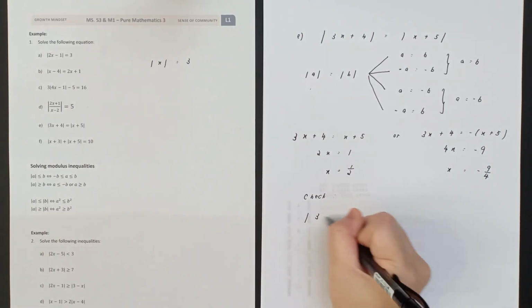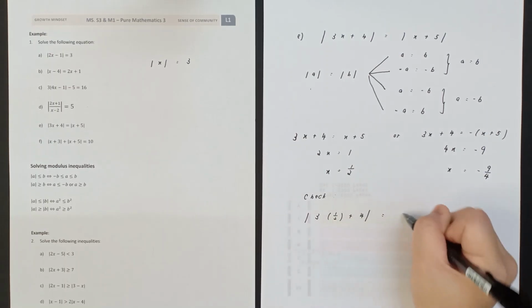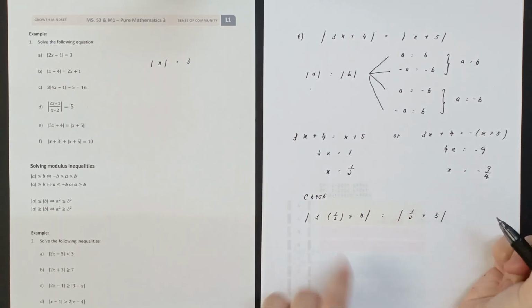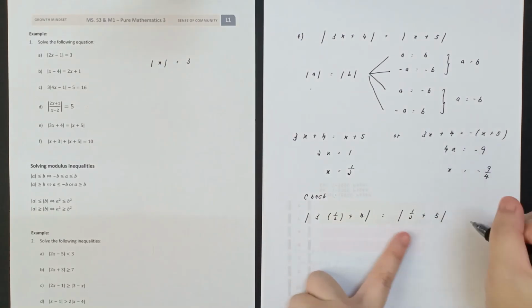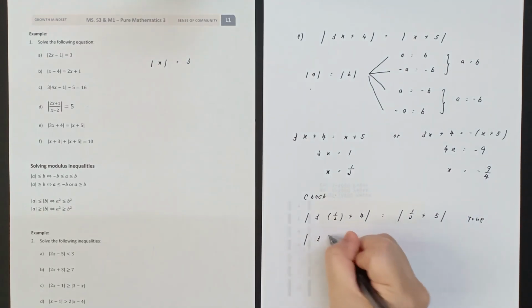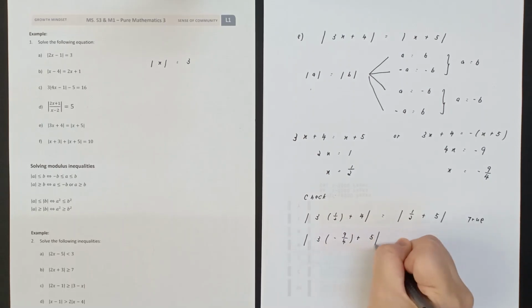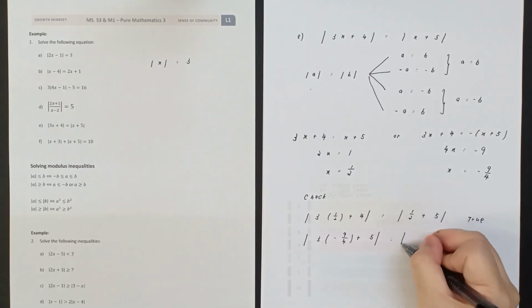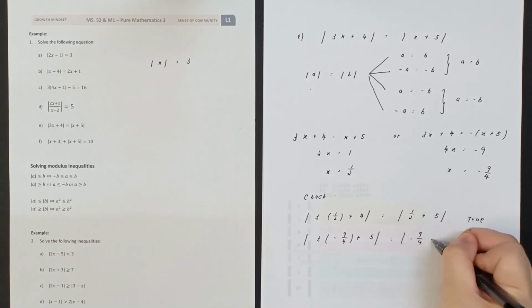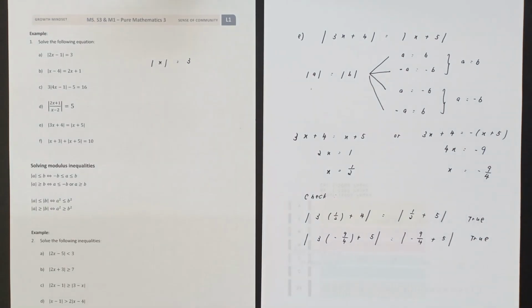So 1 over 2 plus 4 equals 1 over 2 plus 5. Here you get 1.5, so 5.5, so it's true. The same thing with negative 9 over 4: 3 times negative 9 over 4 plus 4 equals negative 9 over 4 plus 5. So this is the same thing, I will actually get the answer as well. Okay, so you just continue to do that.